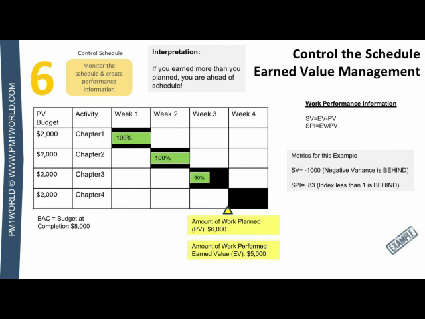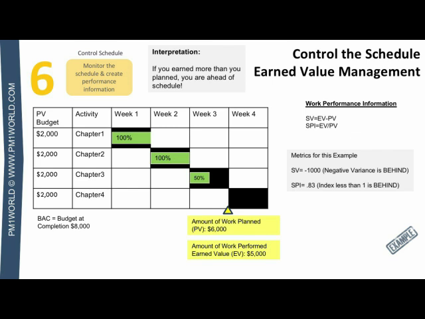Chapter 2 also gets full credit. But chapter 3 is only halfway done, so they're only going to get half credit. So 50% of its $2,000 value is only $1,000. So cumulatively, I've earned $5,000 worth of work. Now, without doing the calculations, you can see that I should have done $6,000 worth of work as of today, but I've only done $5,000 as of today. So I've done less work than planned. If EV is less than PV, you're behind schedule. And that's what the metrics show.